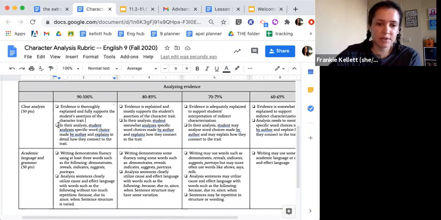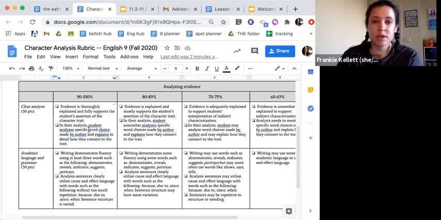The second part says, in their analysis, the student analyzes specific word choice made by the author and explains in detail how they connect to the trait. That means you are going back to your quotation that you picked. You're choosing smaller phrases and putting those phrases in your analysis to really show how the different parts of the quotation connect to the character trait. So you are going through and talking about specific word choice.